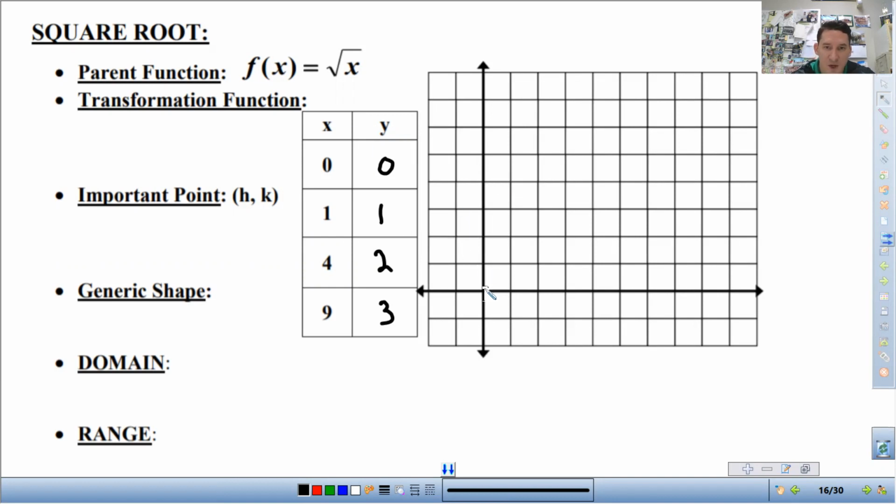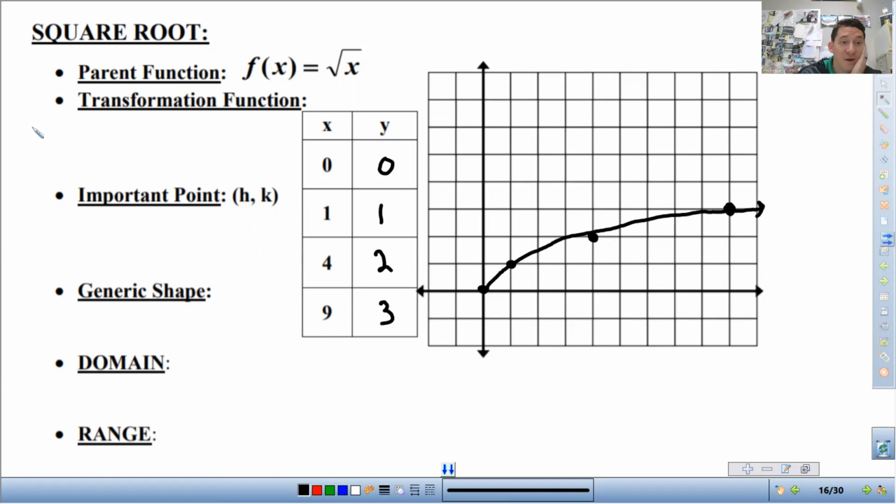Let's go ahead and plot this real quick. 0, 0 is right here. 1, 1 is right 1, up 1. 4, 2 is right 1, 2, 3, 4, up 2. And then 9, 3 is right 1, 2, 3, 4, 5, 6, 7, 8, 9, up 3. It looks like this, kind of like half of a parabola on its side.